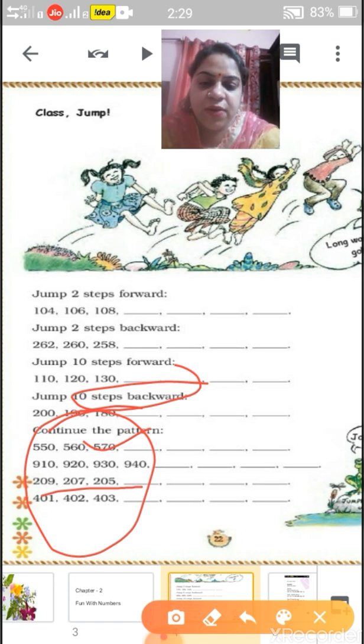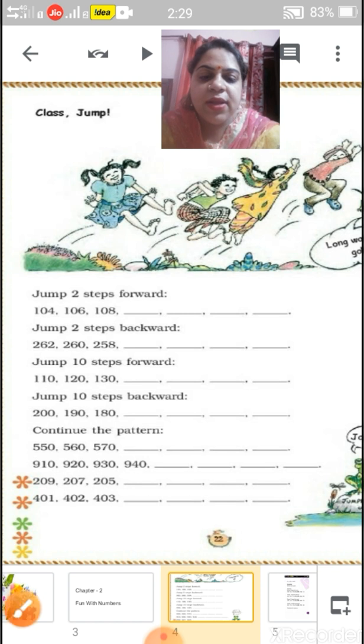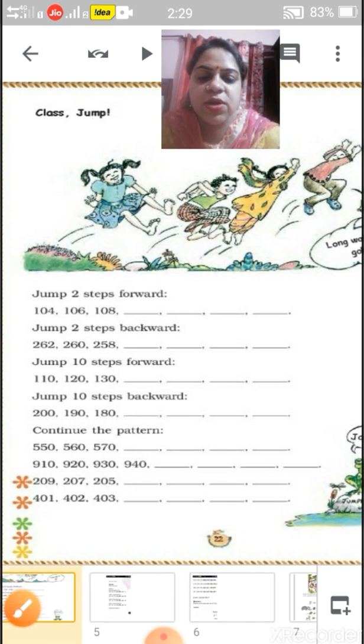Same we will continue. Now next, children, 401, 402. In this they were taking 1 step forward. So here comes 404, 405, 406 and 407.